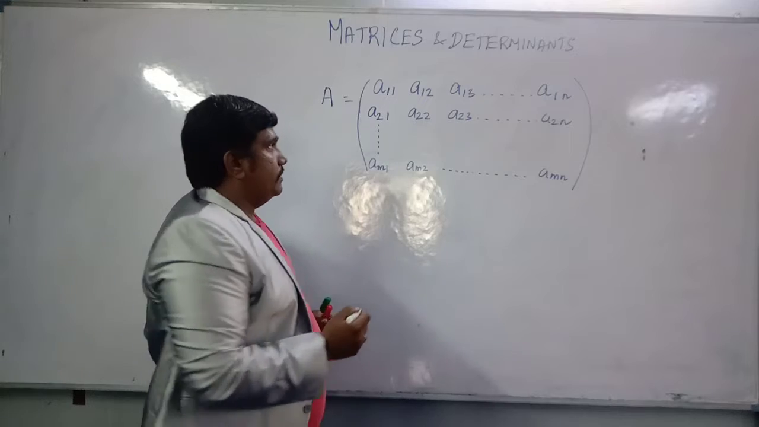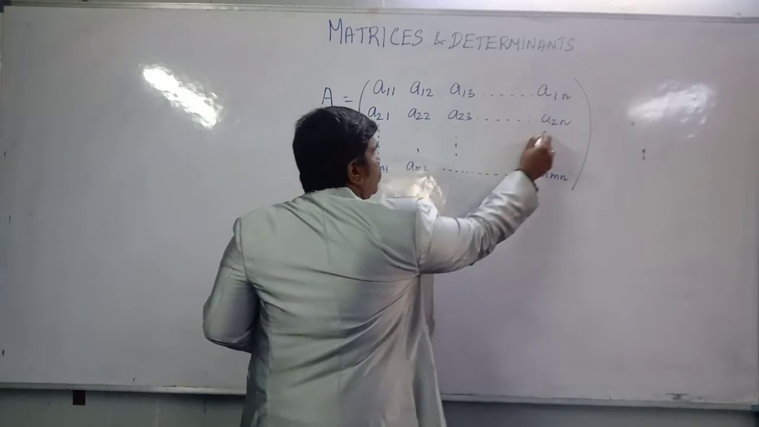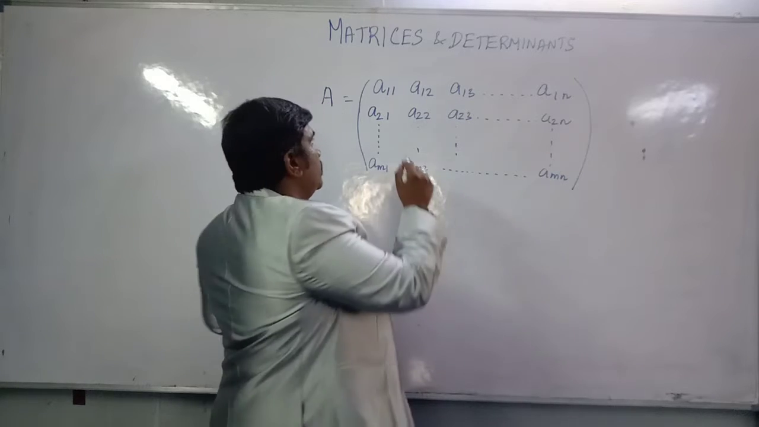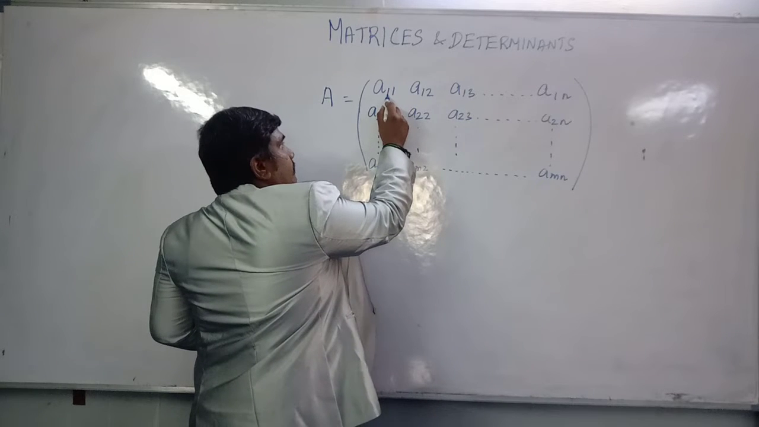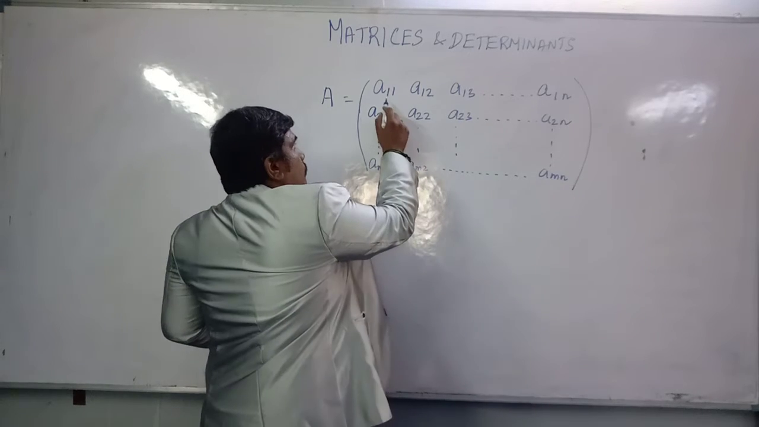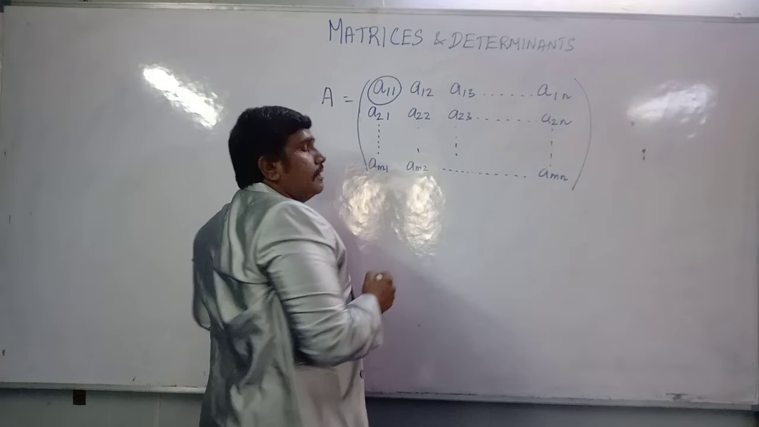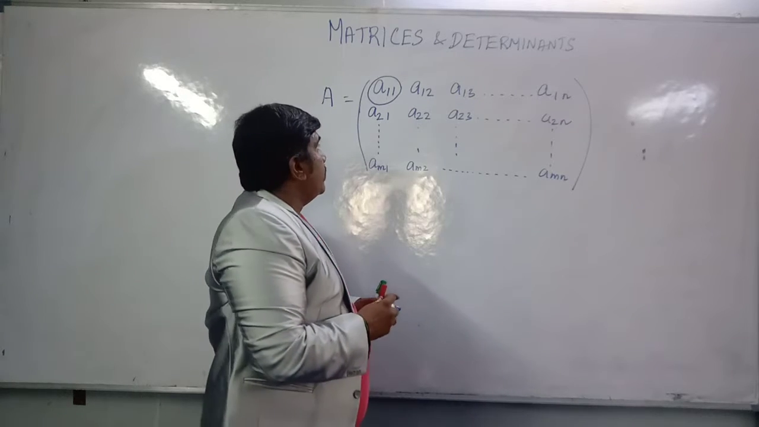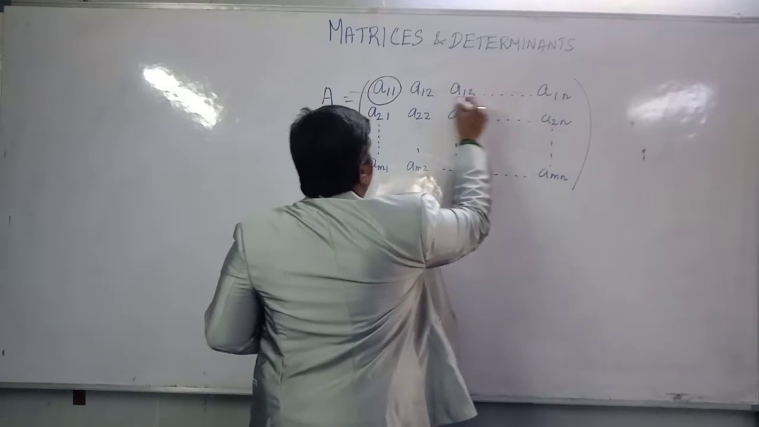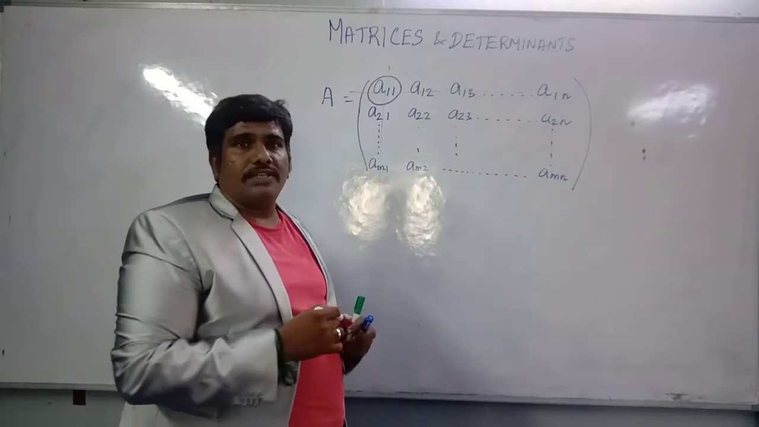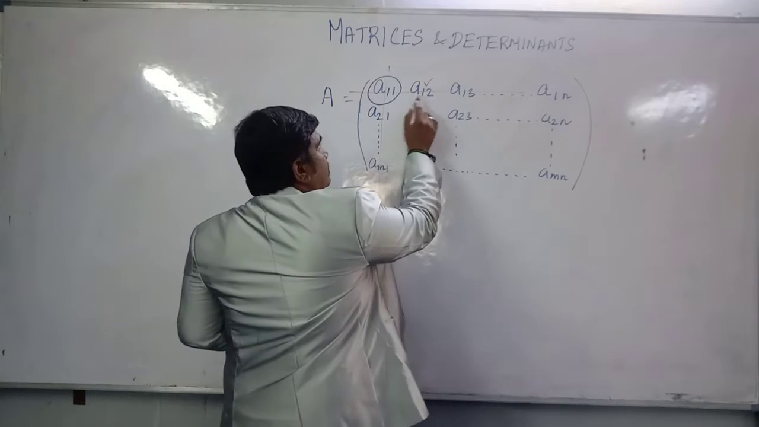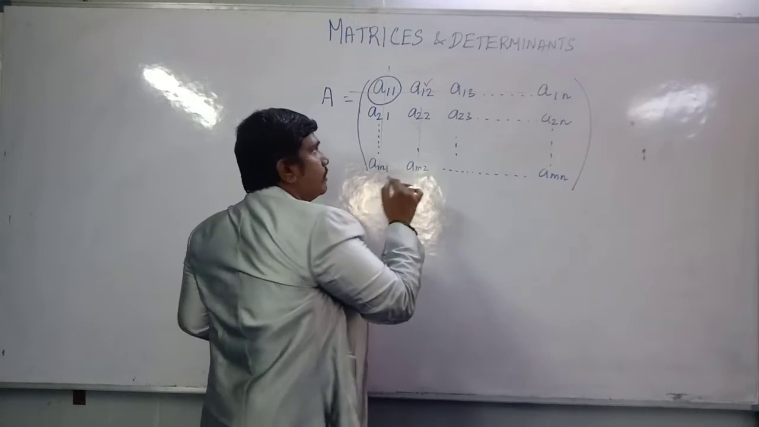So what do you infer from this? Say I have denoted the numbers 1,1, 1,2, 1,3. What does it mean? In this 1,1, the first number represents the row and the second number represents the column. So this A11 is said to be kept in the first row, first column. What do you mean by the first row, first column? This is the first row, and this is the first column. And when you take this A12, it is present in the first row and the second column.